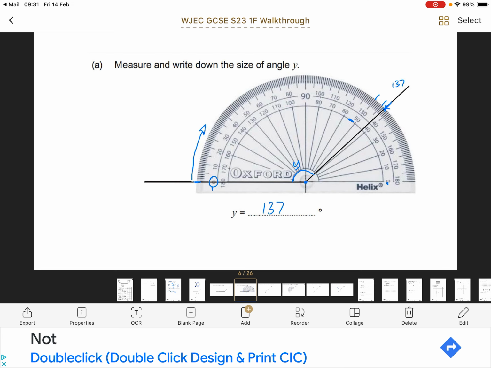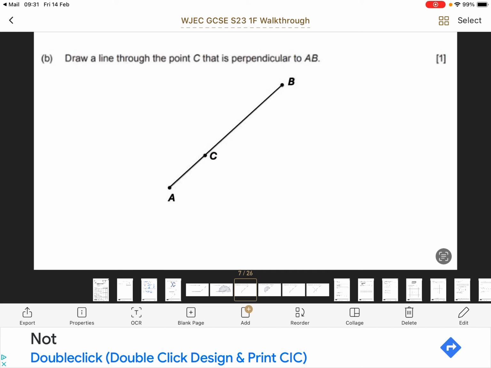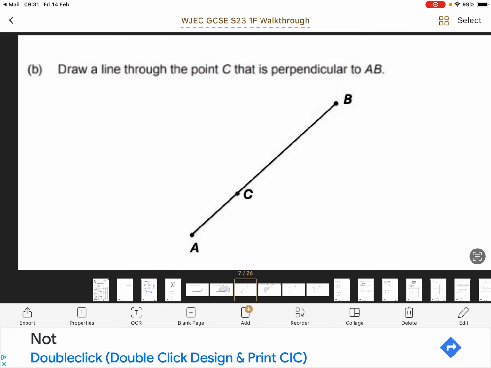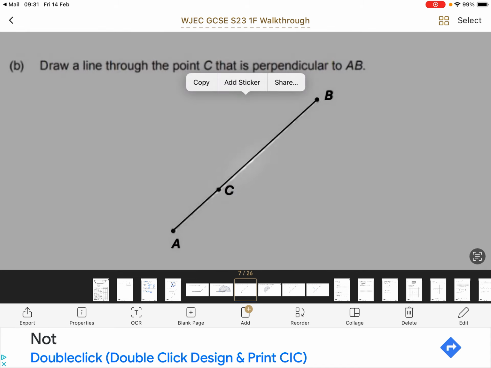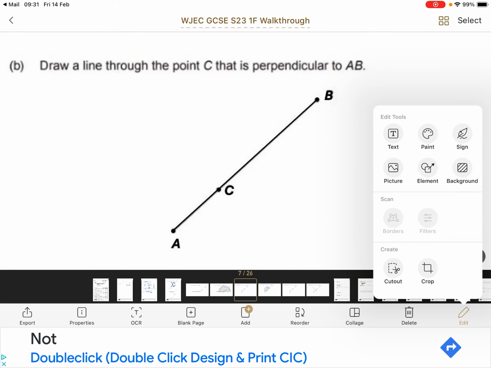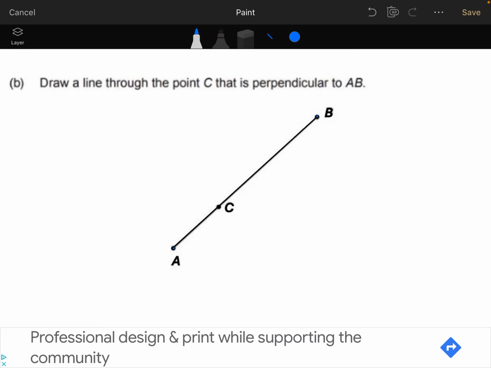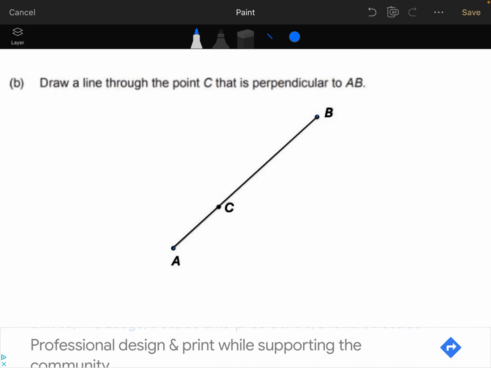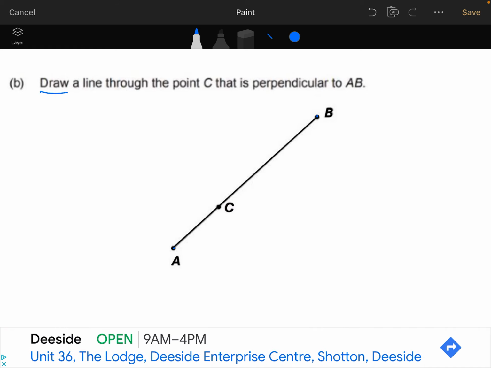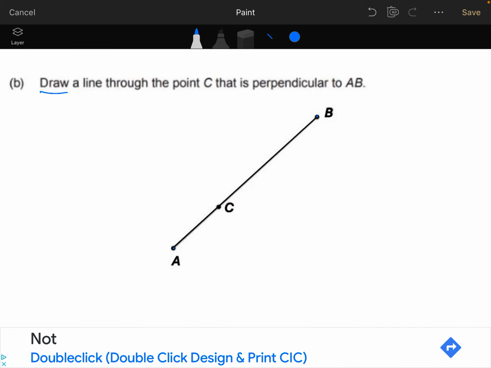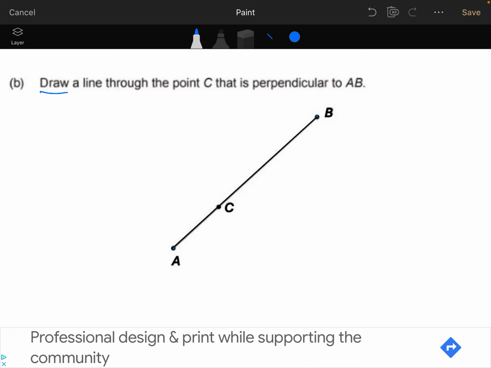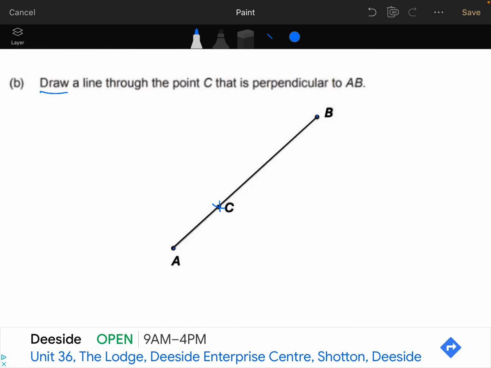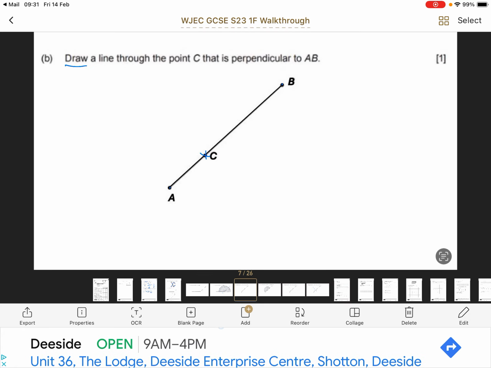Okay, moving on to part B of question 3. It says, draw a line through the point C that is perpendicular to AB. So the line from A to B is from point A to point B. Okay, that's the line, and it says draw. It doesn't say construct, so I don't need to use compasses for this one. I just need to use a protractor. So I'm going to put my protractor on the line. The crosshairs are going to go on the C there. Okay, so just move on to the next page for that.